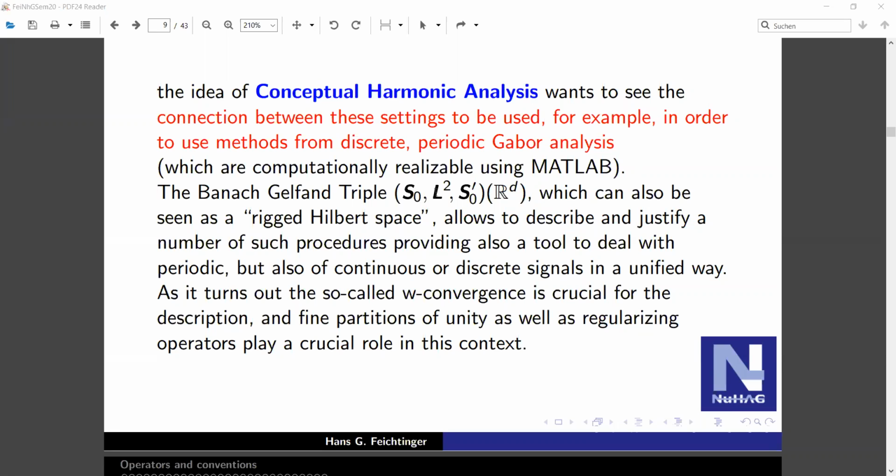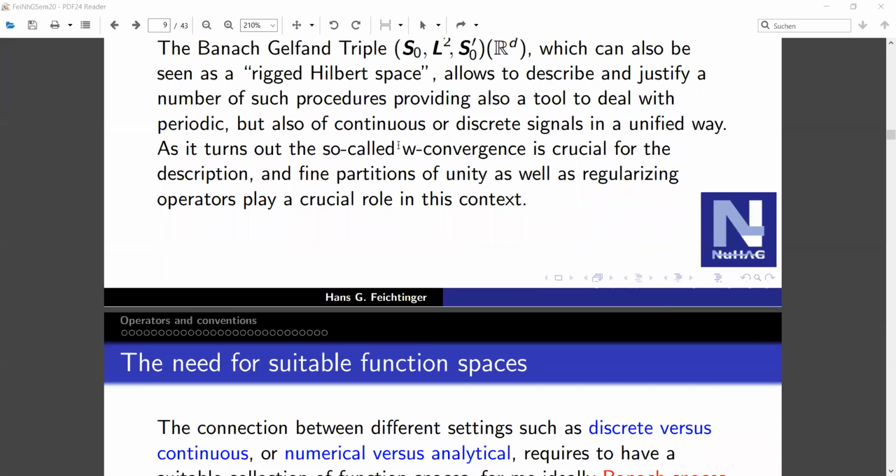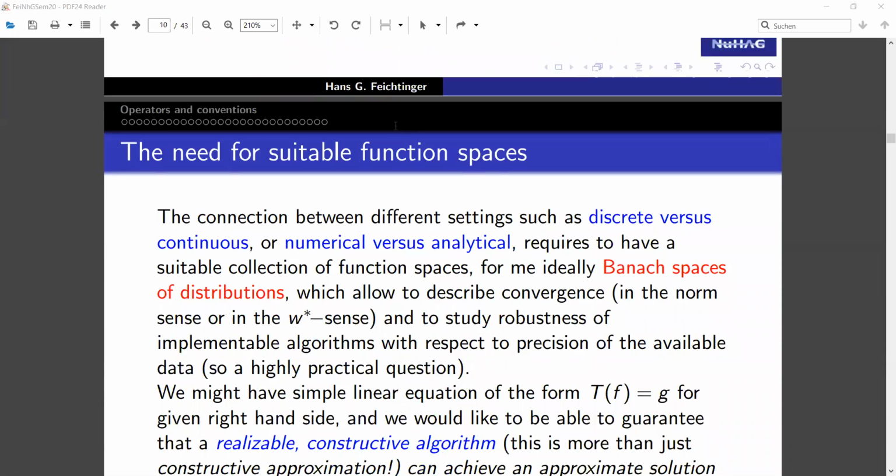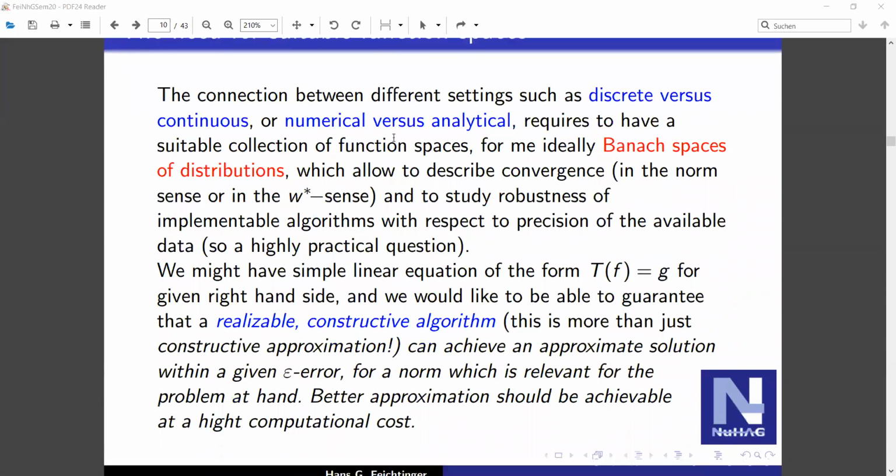And so you can look up Charlie's paper on doing Gabor analysis without inequalities, where you can recognize very well how this works also. So yes, these concepts are developed also with the goal of having a setting for conceptual harmonic analysis, but at the moment we're starting from almost nothing.